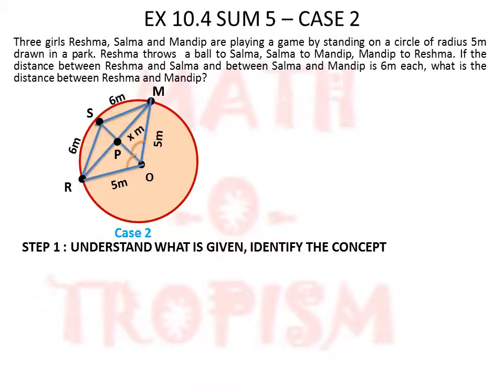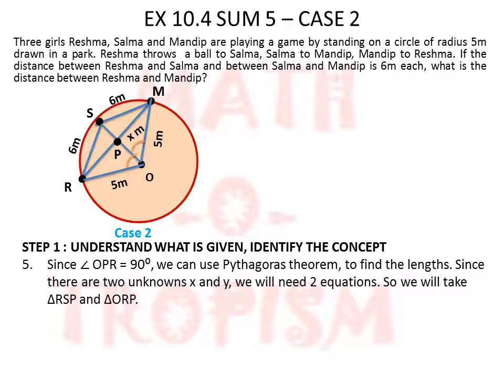So either way we can do it. We'll take two right angled triangles, and try to prove x and y. So here again I am taking the triangles OPR and SPR.